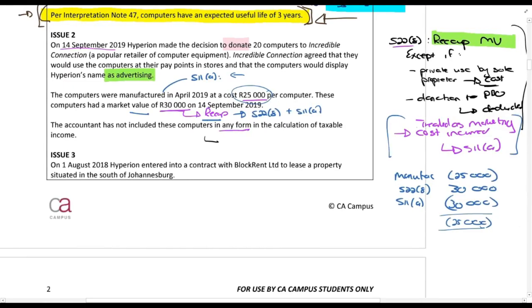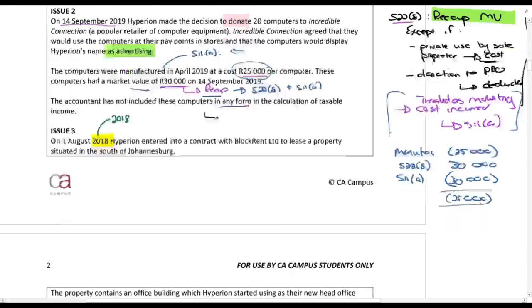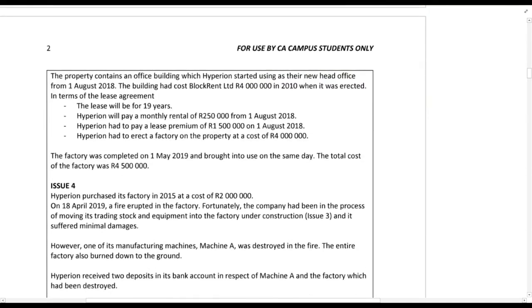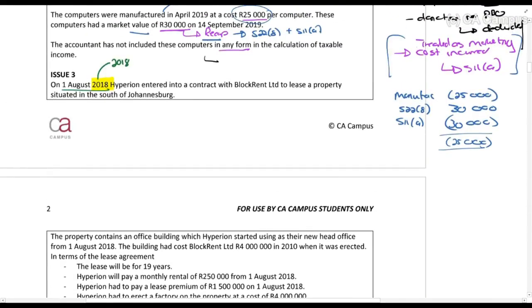Issue 3. On the 1st of August 2018, make sure you see there, that is the 2018 tax year, Hyperion entered into a contract with Block Rent Limited to lease a property situated in the south of Johannesburg. The property contains an office building which Hyperion started using as the new head office from the 1st of August 2018. So from this date, they started using this land. Okay, so whenever we see these rental agreements, I want you to pay close attention to that.